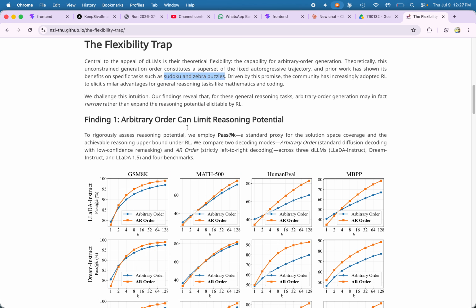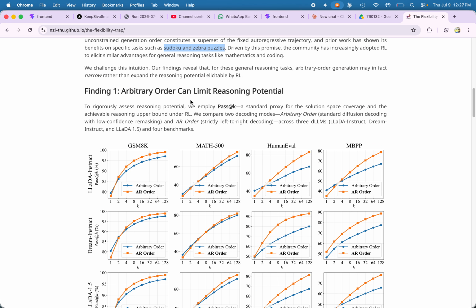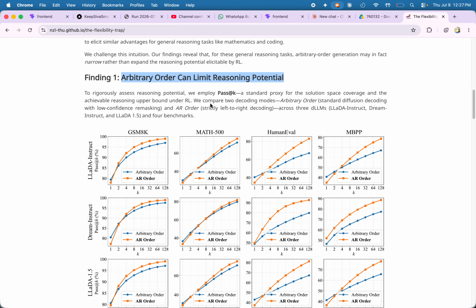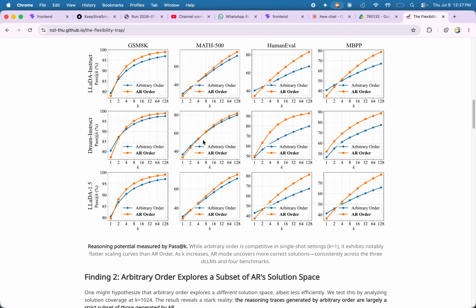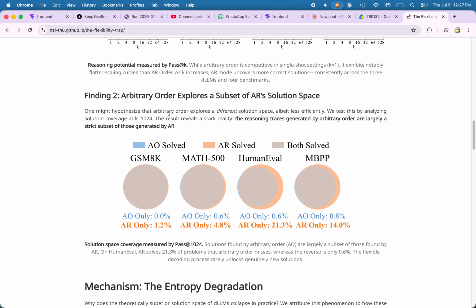So that was finding one. With arbitrary order, they are saying the reasoning potential will be bad, but when we do it left to right, the reasoning is better during RL. So we get the best of both worlds. So the second finding is that arbitrary order explores a subset of AR solution space.